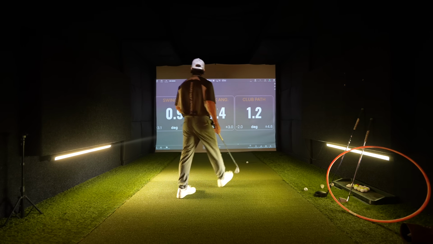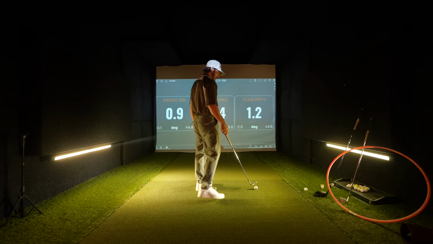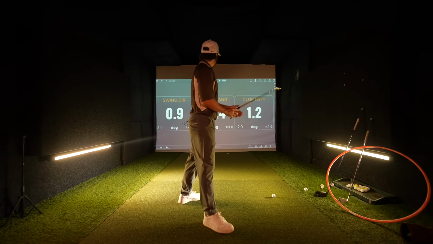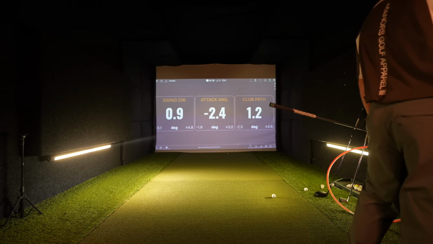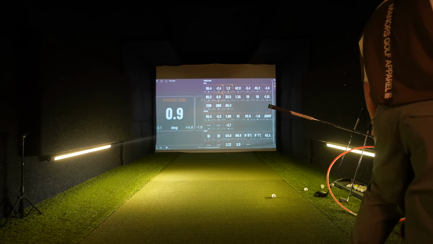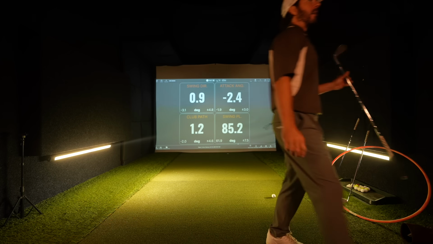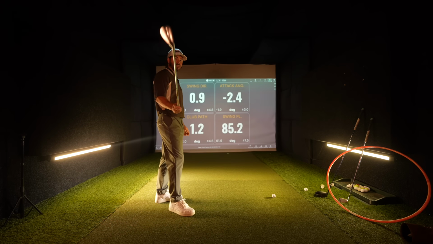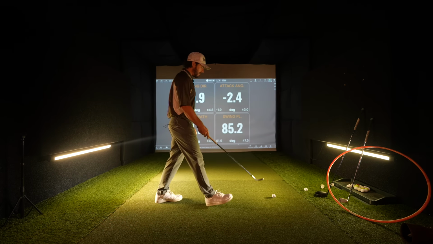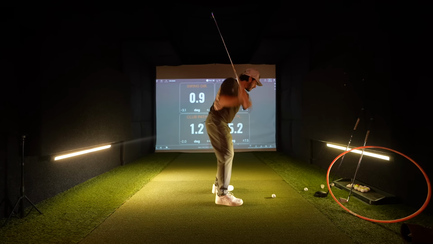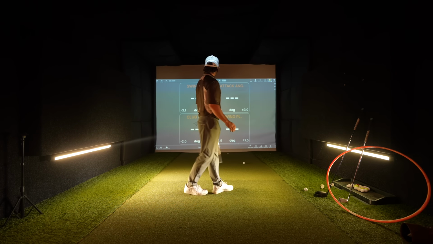Okay, so I didn't hit nearly down enough on that. And we'll pull up here. I'm going to pull up plane as well. Okay, so there my plane was 85, right? With the wedge, we're going to be a little bit more steep. So I'm going to try and hit as far down on this one.